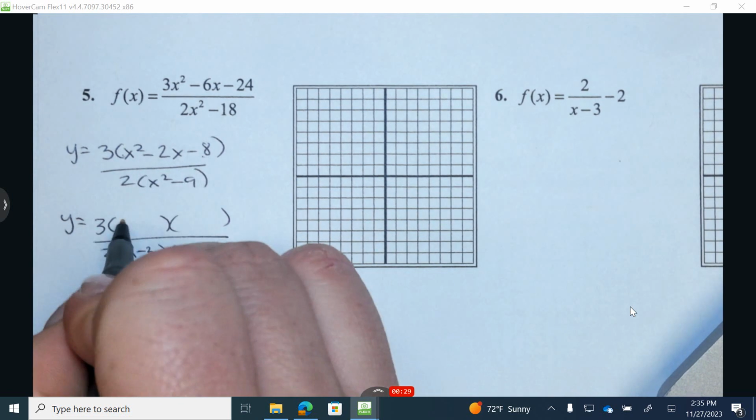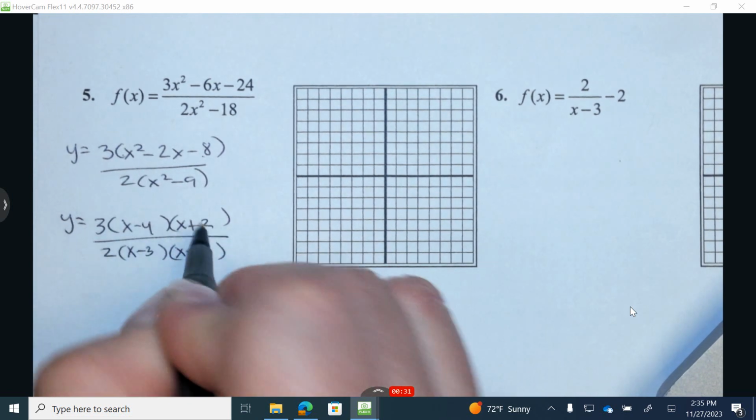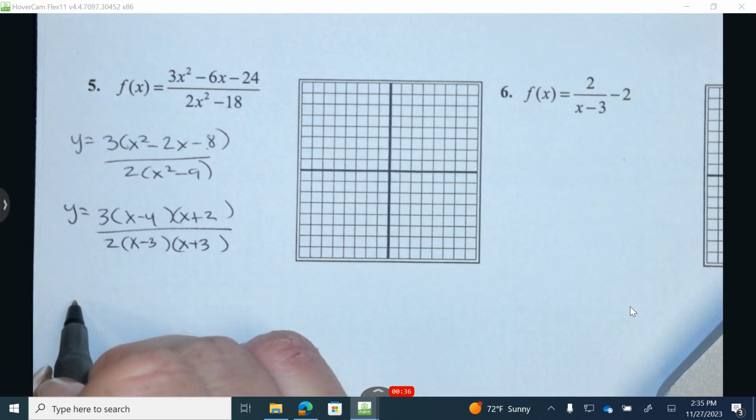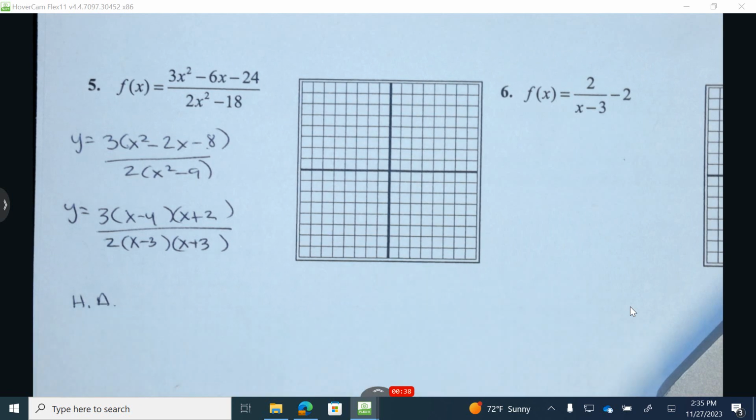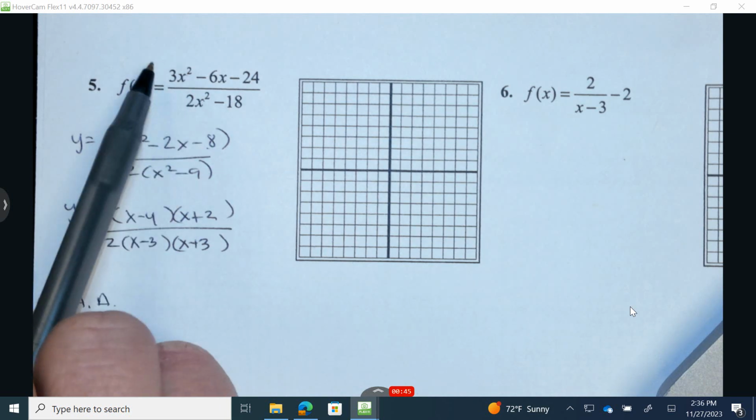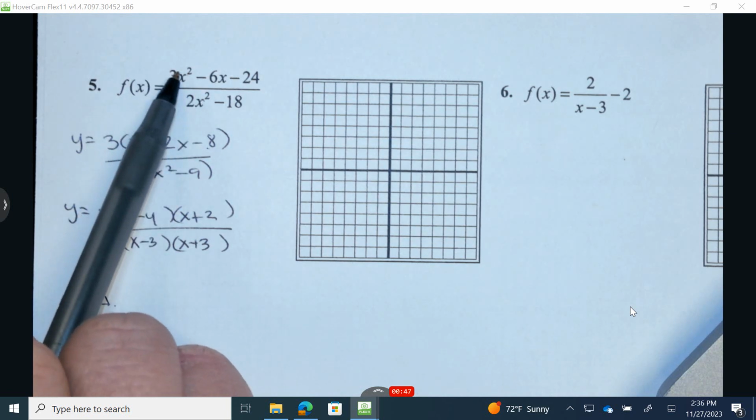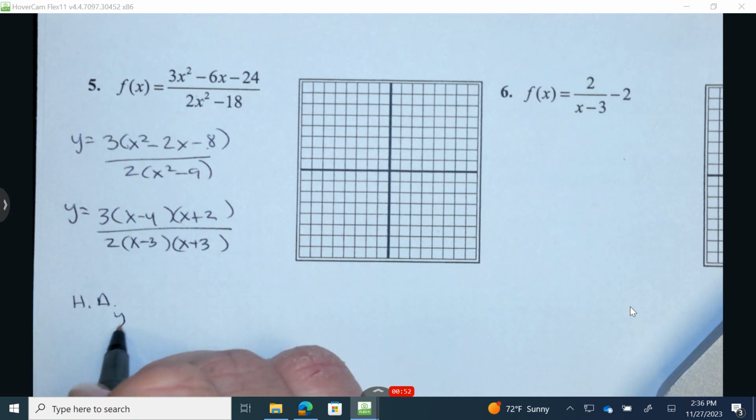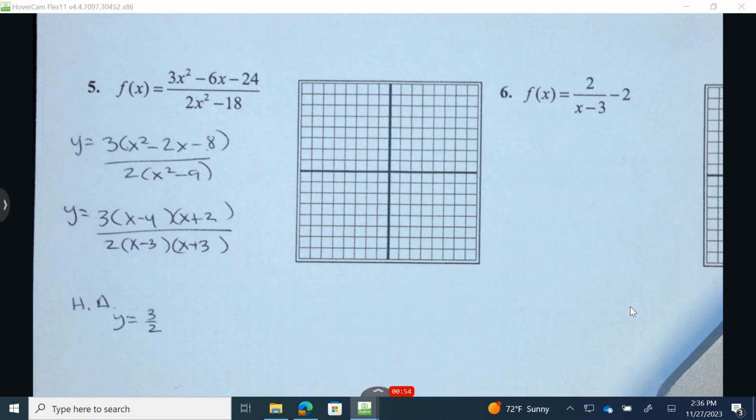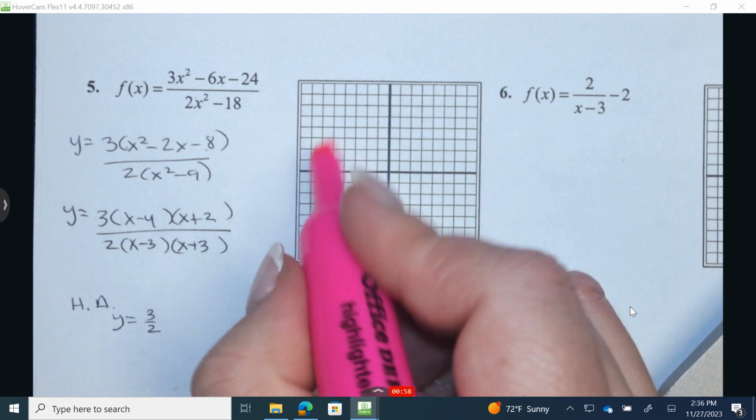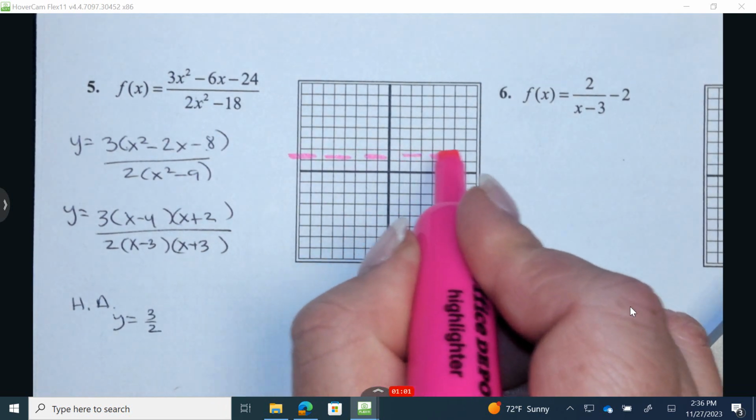And now this factors into x minus 4 and x plus 2. Now this is going to be pretty easy. When I identify a horizontal asymptote, if it even exists, I'm going to look at the degree in the numerator and the degree in the denominator. Since they are equivalent, I'm able to create a ratio of the leading coefficient in the numerator divided by the leading coefficient in the denominator. So the horizontal asymptote is y equals 3/2, which is equivalent to 1.5. So I'm going to come to 1.5 and make my dotted line.